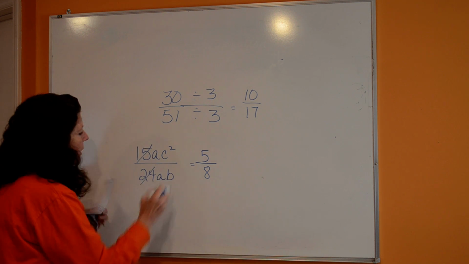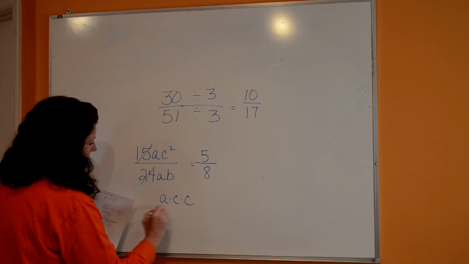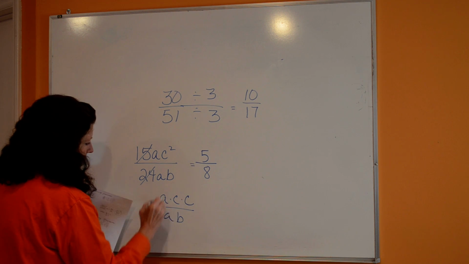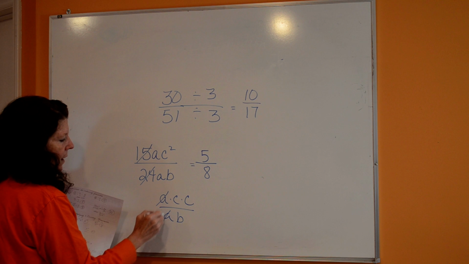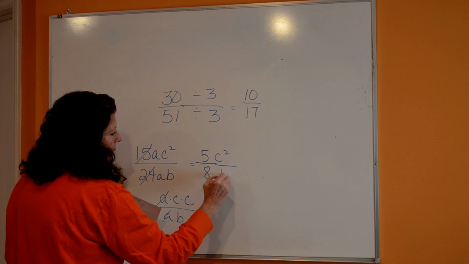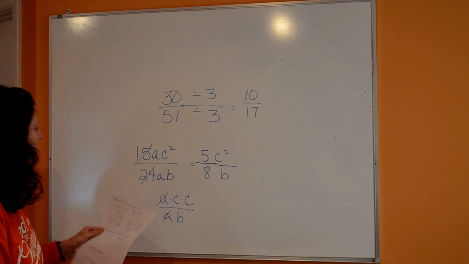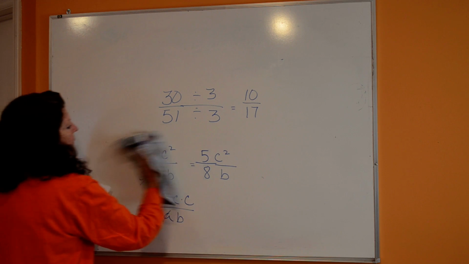Okay, now I gotta look at the letters. You could write the letters out like this. The A's and the A's, that's equal to 1, so that goes away. So what I have left is C squared over B. All right, so that's the end of section 4.5.